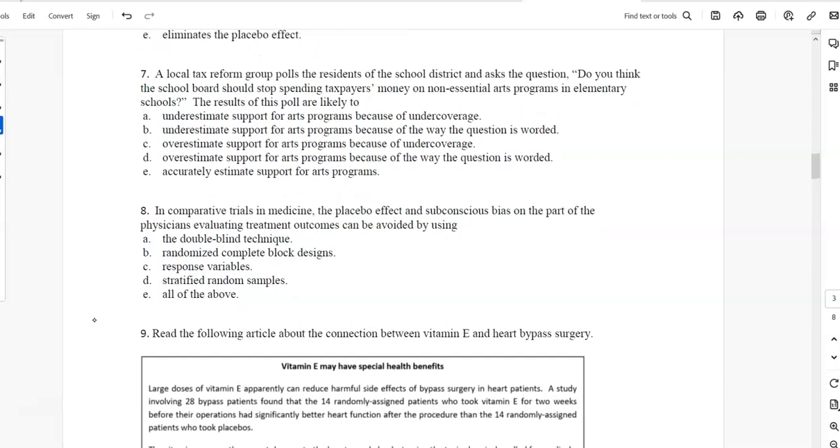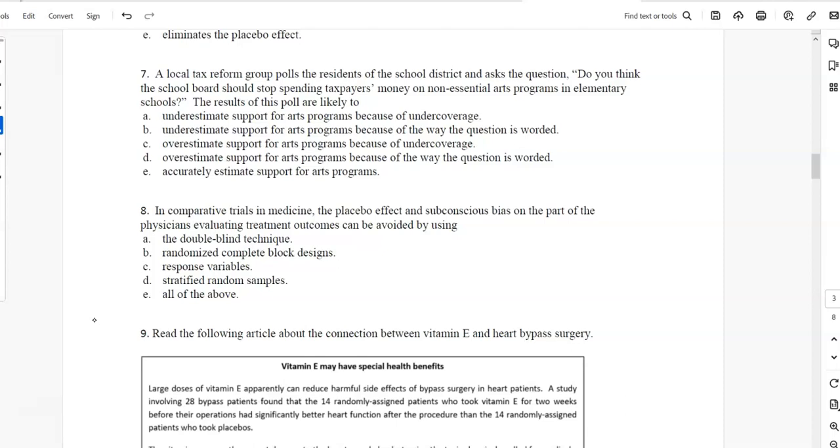A local tax group polls the residents of the school district and asks the question, do you think the school board should stop spending taxpayers' money on non-essential arts programs in elementary schools? Boy, it wasn't worded great. The wording's kind of like, should we stop spending taxpayers' money? I don't like the wording of that. And then non-essential art programs. I just don't. I feel like it's biased in the way they're saying it.